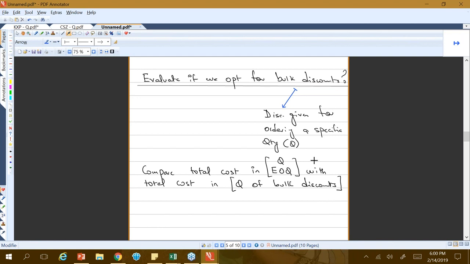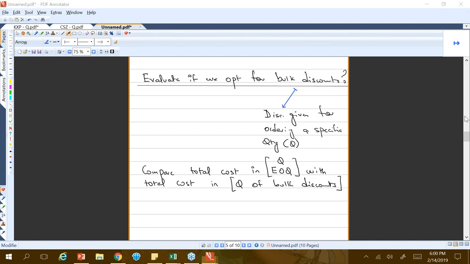Any other quick questions here? Will we compare 30,000 units with EOQ or the current purchasing? Yes, we'll compare the 30,000 units with the EOQ. Okay, fine, good. Let's go into solving this now.